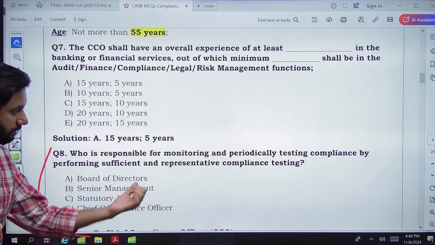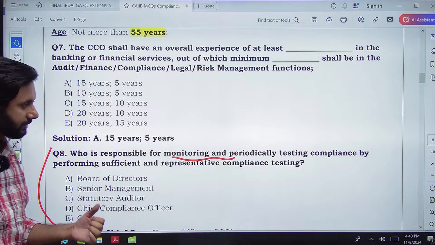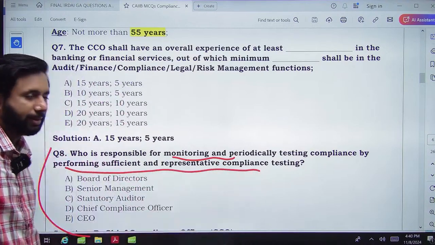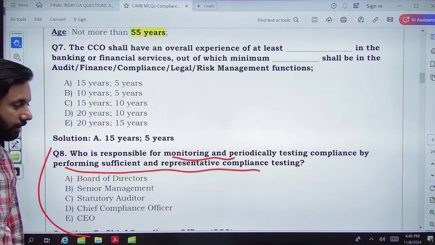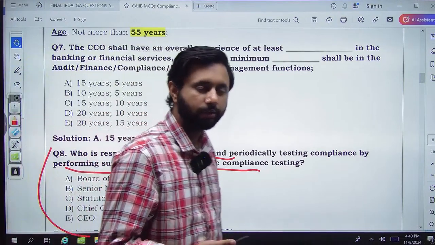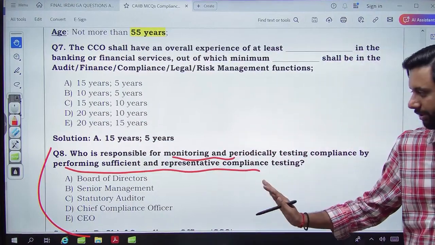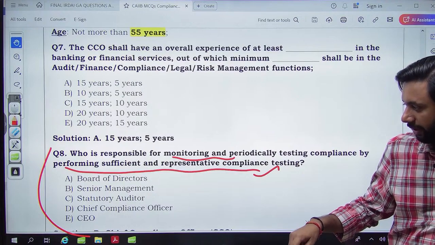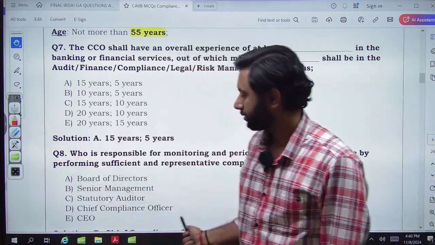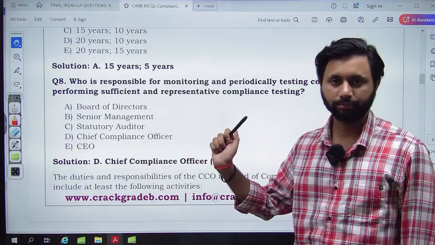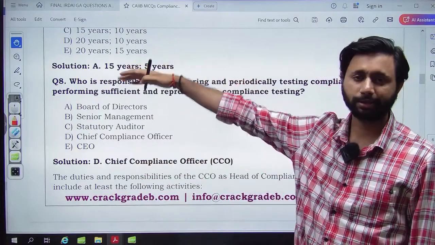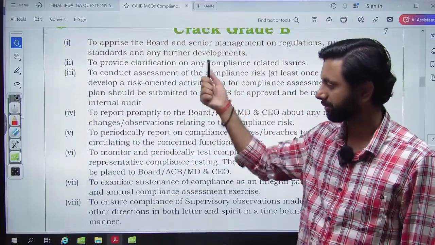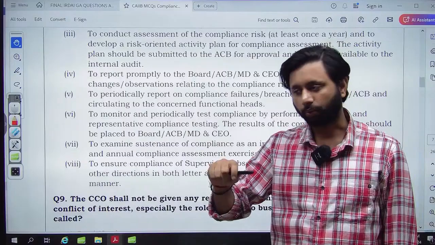Next is who is responsible for monitoring and periodically testing compliance by performing sufficient and representative compliance testing. कि compliance बैंक में हो रही कि नहीं हो रही है, compliance testing की वजह से they'll be able to check it. But who is responsible for that? And the correct answer is chief compliance officer. As I've already told you कि वो top पर है, solely responsible for this. And these are the list of duties of a chief compliance officer which we'll study in the course.